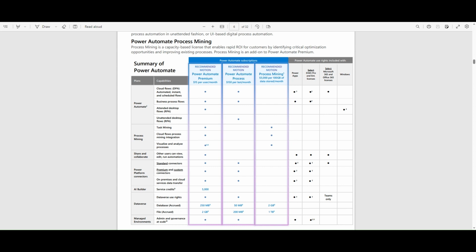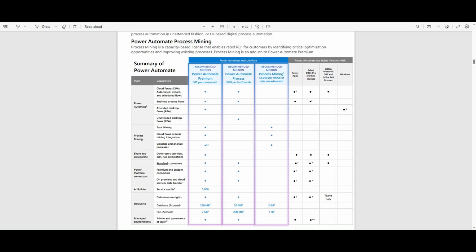But again, you are getting attended desktop flows, aka RPA, robotic process automation with that. So super cool, extra value add at that same price point that people are used to. And then instead of the Power Automate per flow license, which had a pretty good price, except you did have to buy 5, now there is the Power Automate process license.